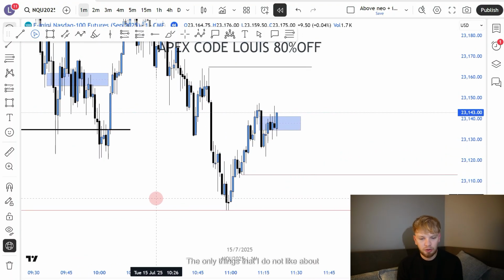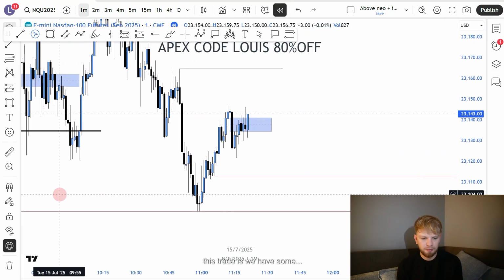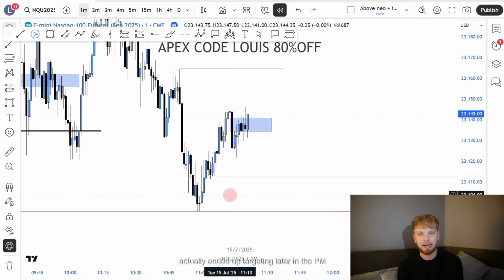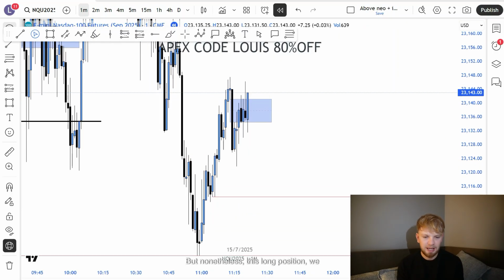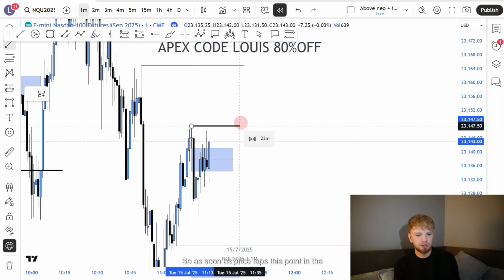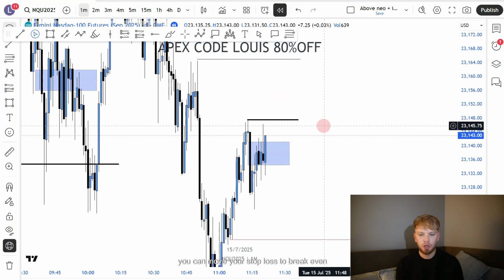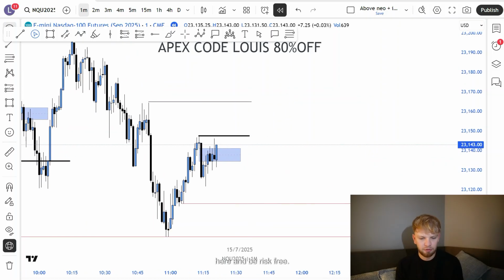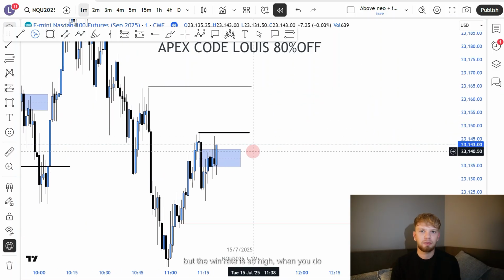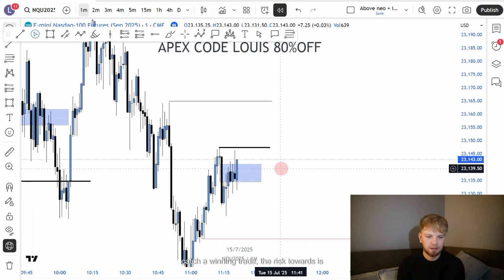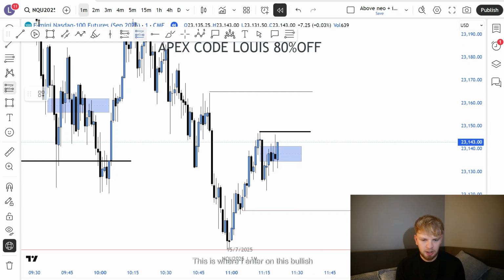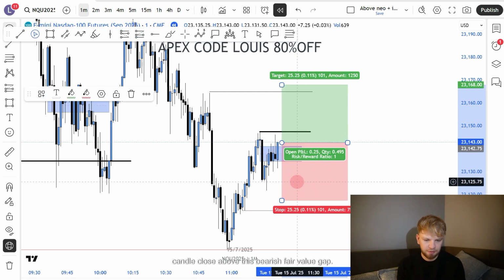The only things that I do not like about this trade is we have some equal lows below, and these equal lows we actually ended up targeting later in the PM session. But nonetheless, this long position, we have an amazing stop loss to break even. So as soon as price taps this point in the market, you can move your stop loss to break even here and be risk free. A lot of the time, trades like this might stop you to break even, but the win rate is so high. When you do catch a winning trade, the risk to reward is normally amazing, like it was today. So this is where I enter on this bullish candle close above this bearish fair value gap.